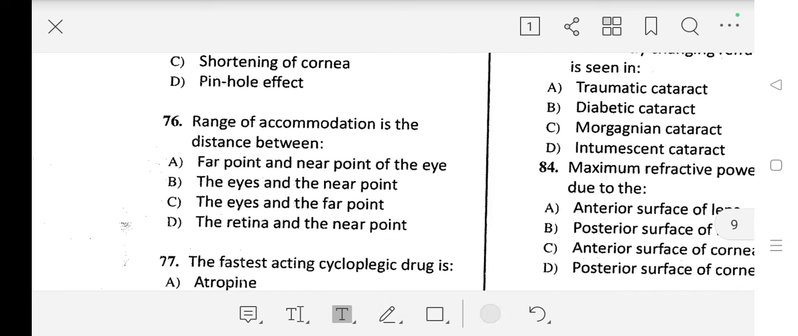Next question is question number 76. Range of accommodation is the distance between. Options are the far point and near point of the eye, the near point of the eye and the far point, or the retina and the near point. Its correct answer is A part, the far and the near point of the eye.